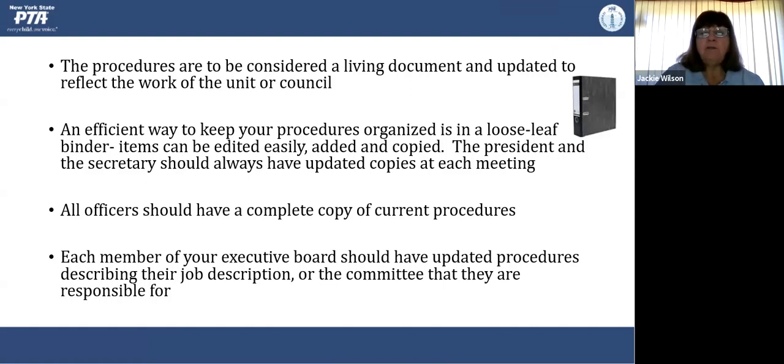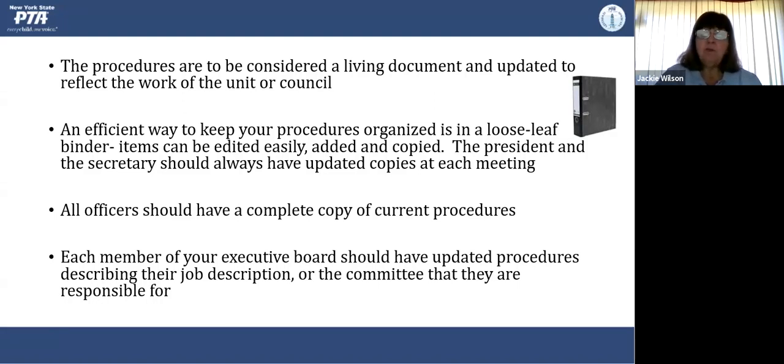An efficient way to keep procedures organized is in a loose leaf binder. Items can be edited easily, added, and copied. The president and secretary should always have updated copies at each meeting. In addition, all officers should have a complete copy of current procedures. And many units will give every member of their executive board a complete copy of the procedures.